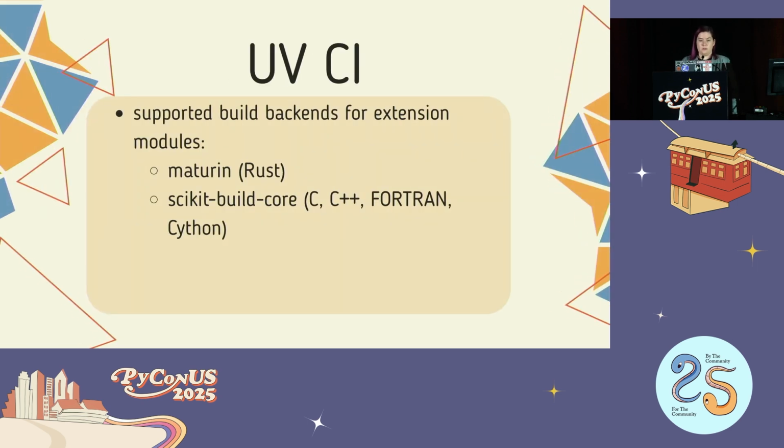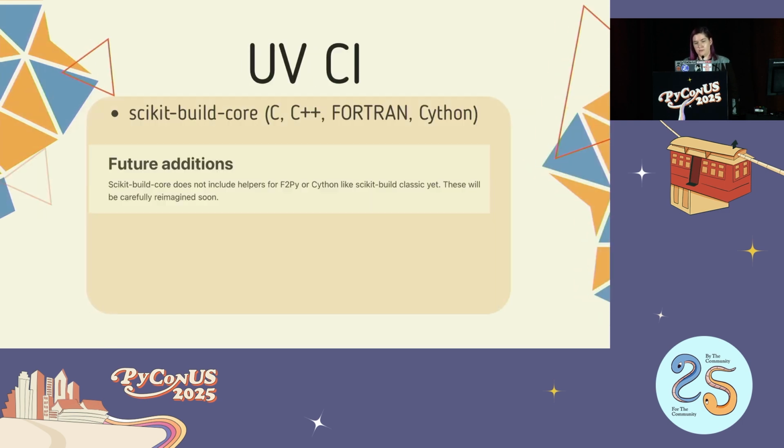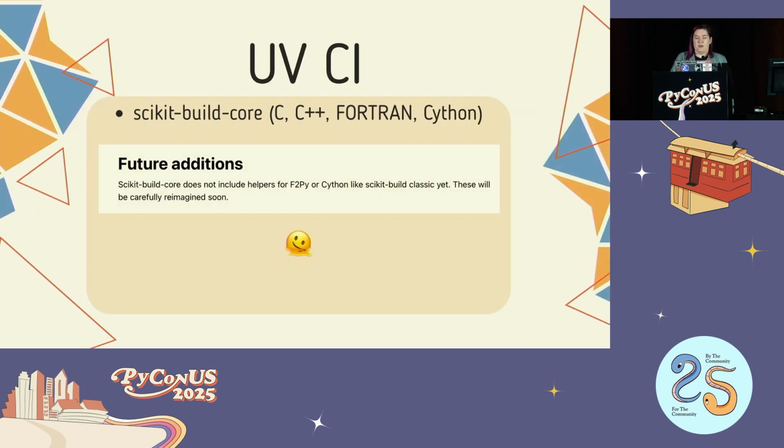So when I did a little bit of digging, right now UV does support build backends for extension modules. If you're writing something in Rust, you can use Maturin. But if you're using C, C++, Fortran, or Cython, you should use scikit-build-core. But if I use scikit-build-core, it's going to require me to do a bunch of CMakeLists configuration.